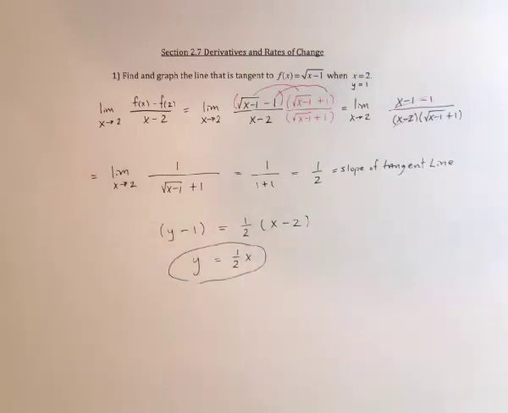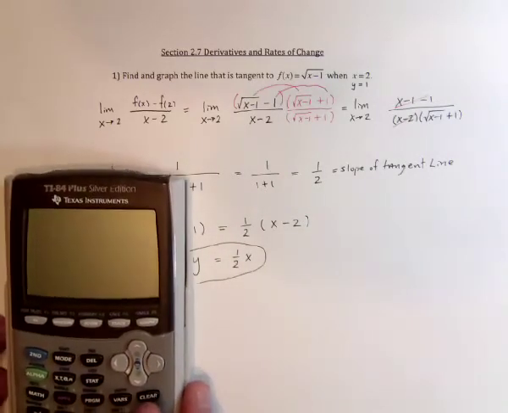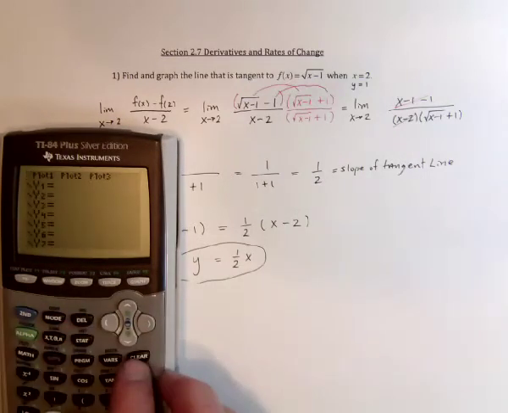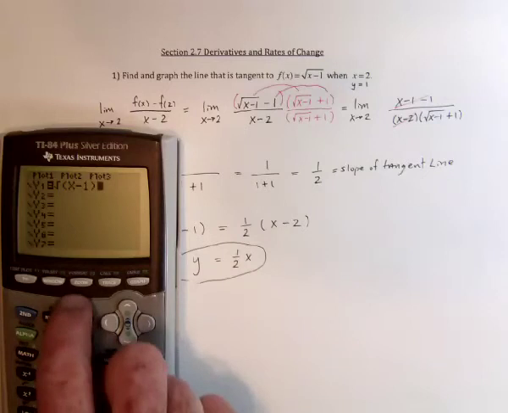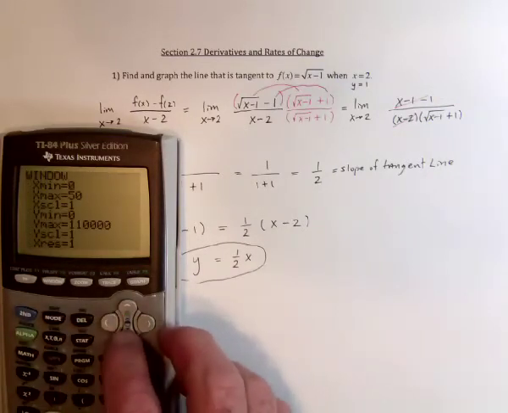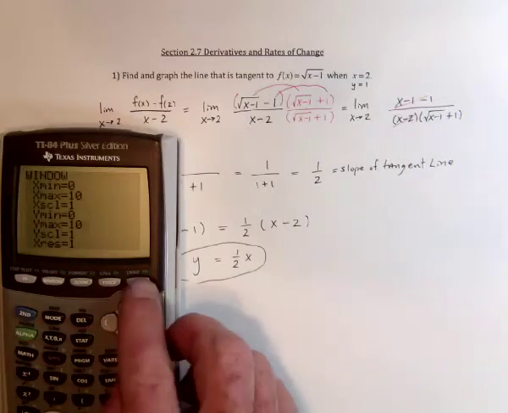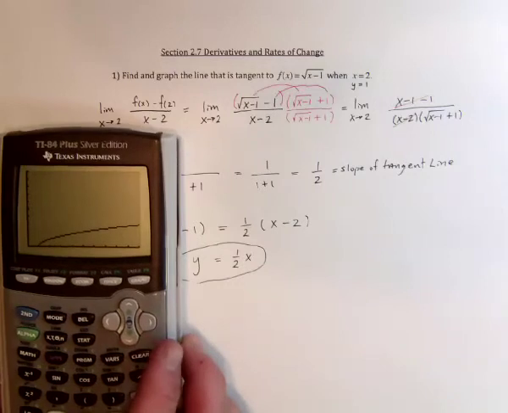And as with so many things, we can use the graphing calculator to see if that looks right. So first of all, graph the original function, which is the square root of x minus 1. And let me change the window. We need just say 0 to 10. We don't need any negative values. The same with the y values. 0 to 10 should be fine. And there's the square root function.